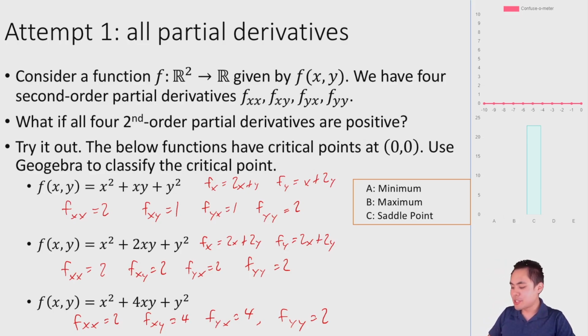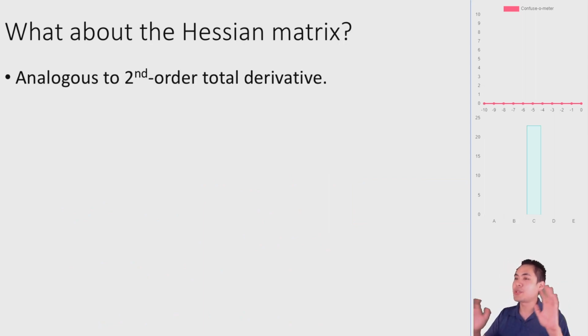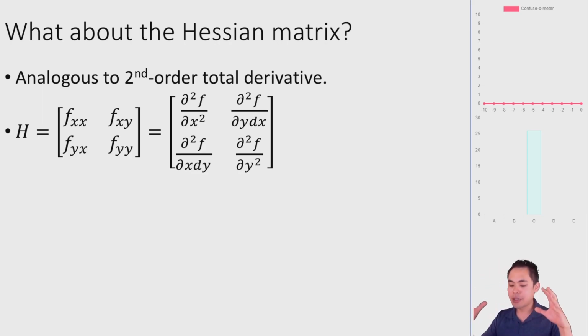Last time, we mentioned something called the Hessian matrix. We said that this was analogous to the second order total derivative. Instead of the partial derivatives, we're combining them all together into a total derivative. It looks something like this 2x2 matrix with 4 entries, which are all of the partial derivatives put together.